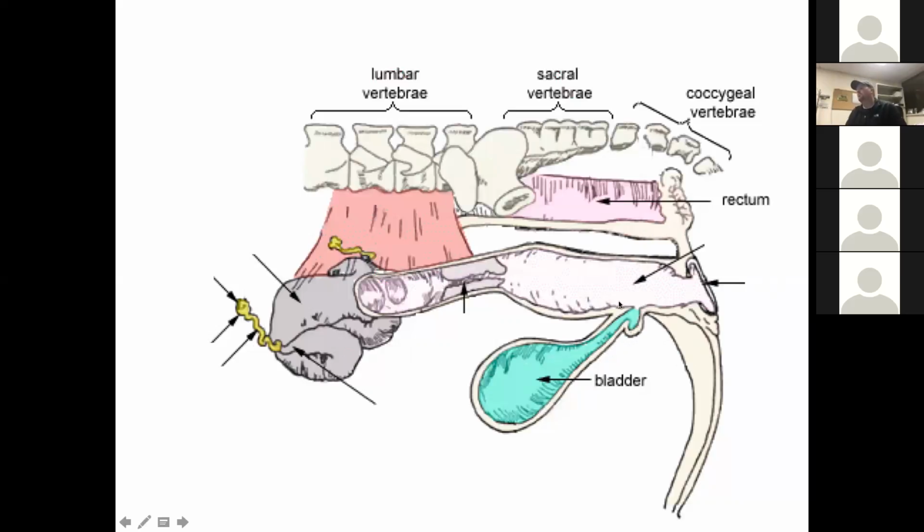You guys probably know the answer and you're just being a little shy. But a bull or ram is going to deposit semen in the vagina, right? So that semen's got to traverse all the way across this cervix.